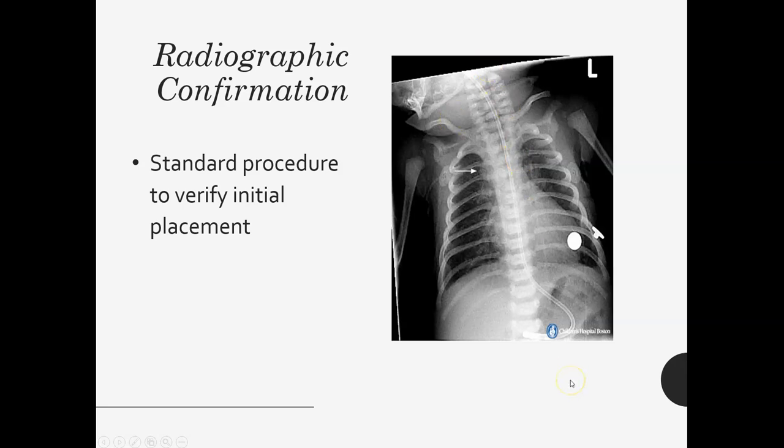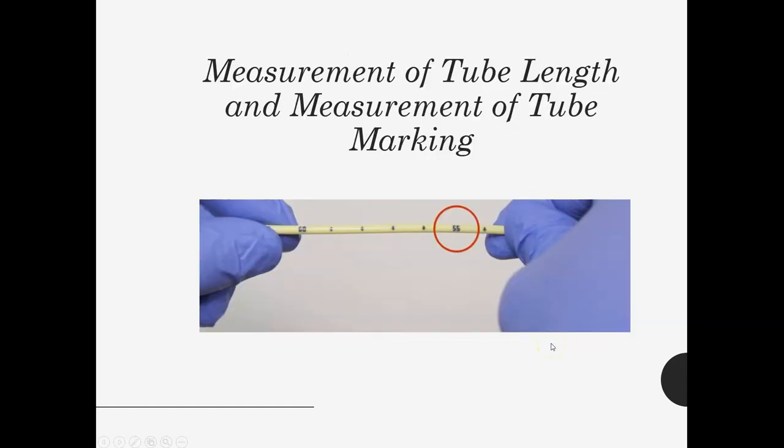Now, I don't expect y'all to be able to read this necessarily, but the radiologist will. But this is what they'll look like to make sure that the tip of it is in the stomach. Okay, and then again, measurement of the tube length. So whatever that measurement was when you first inserted it, and you have confirmation by a chest x-ray or an x-ray, then that's another confirmation that it's still in the right place.